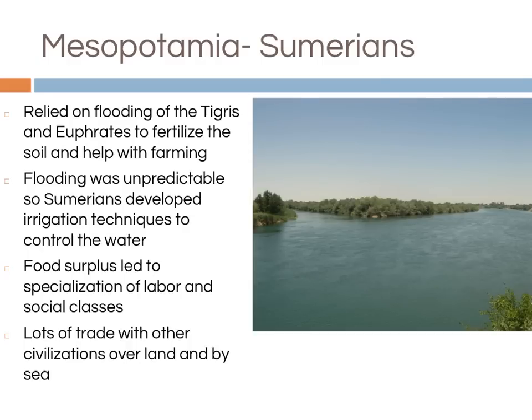The people in Mesopotamia relied on the flooding of the Tigris and Euphrates rivers to fertilize the soil and help with farming. The flooding was unpredictable in Mesopotamia, and so the Sumerians had to develop irrigation techniques to control the water, like digging ditches and building dams and things like that. The food surplus that was created through farming led to specialization of labor and social classes, and so they traded a lot with other civilizations because they were developing all these new products due to specialization of labor.